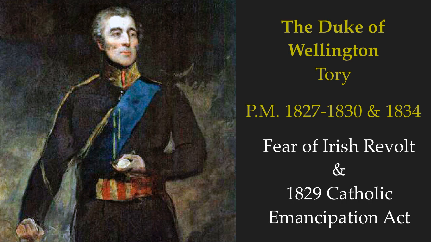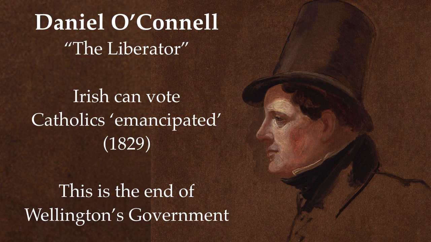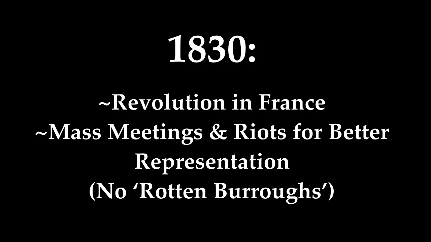So the Duke of Wellington oversaw the 1829 Catholic Emancipation Act. In other words, it is now legal to be Catholic, so there can be Catholic representatives in Parliament. The Irish Catholic politician who pushed for this was a man by the name of Daniel O'Connell, remembered as the Liberator. He's considered to be one of the greatest Irish politicians of all time, who really put pressure on Wellington to get this resolved. That was in 1827. I'm sorry, in 1829.